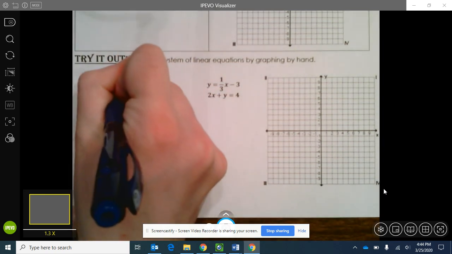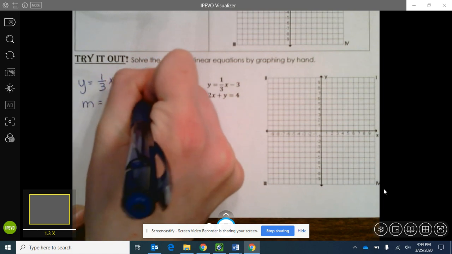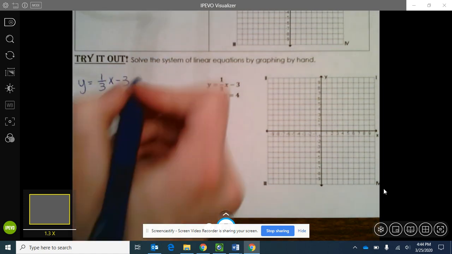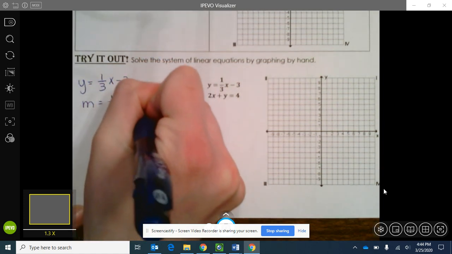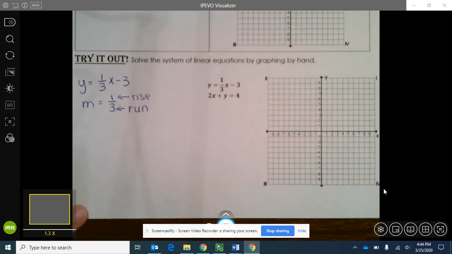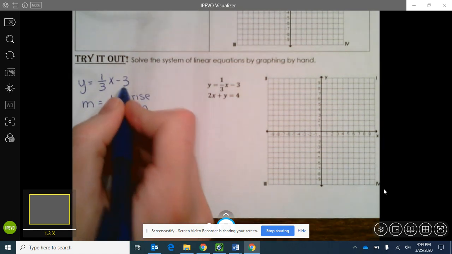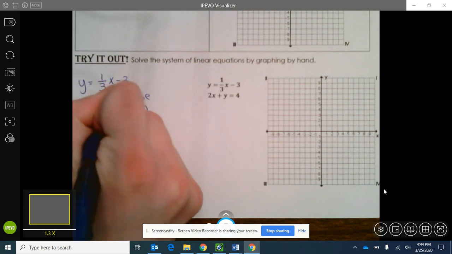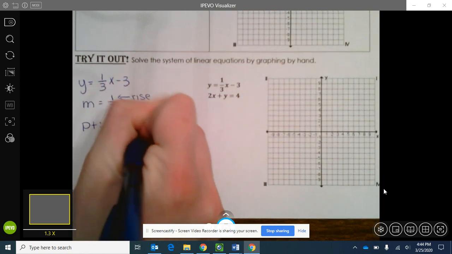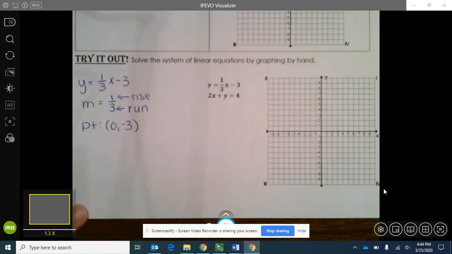Now, slope of 1/3, that's a positive slope. So that means when we graph this, we're going to rise or go up 1, and then we're going to run or go right 3. So slope is always rise over run. The other number at the end of the equation, that's your y-intercept, so that gives us our starting point. So we're going to start this graph at 0, -3.